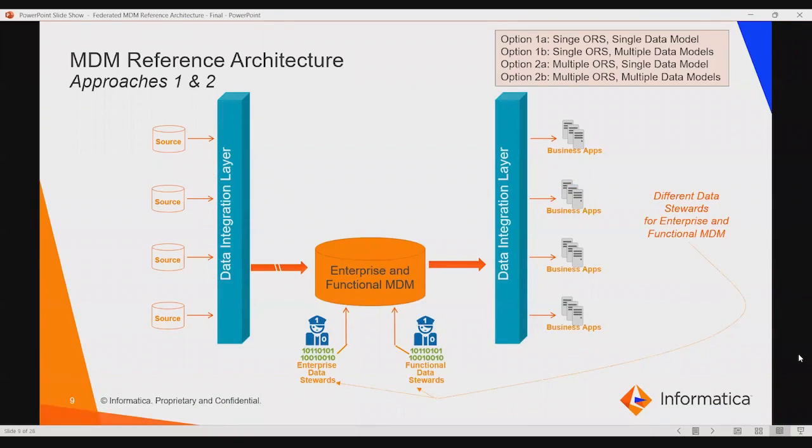So one is the MDM reference architecture for approach 1 and approach 2, right? If you take a look here on top, we have option 1A, 1B, 2A, and 2B. Now, bear with me here a moment because we need to go through these carefully and understand. So option 1A talks about single ORS, single data model.